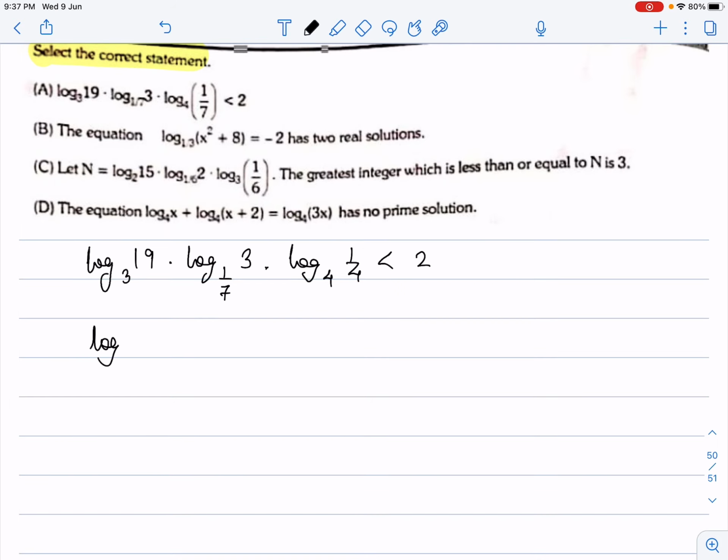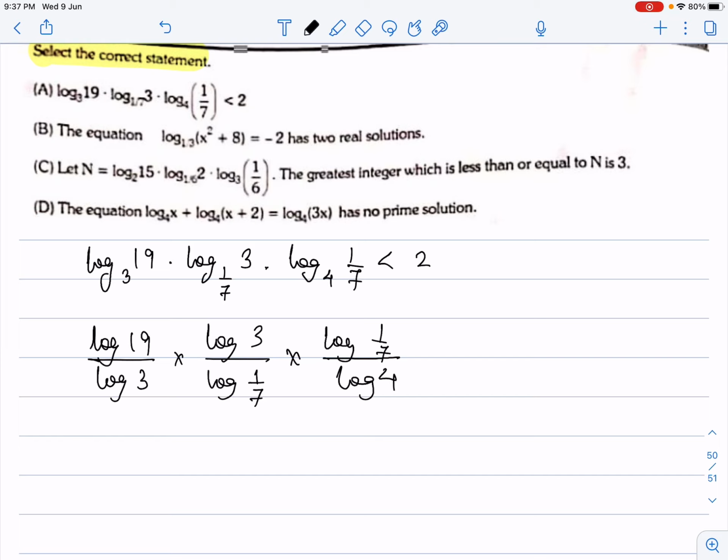I may write it like log 19 divided by log 3 multiplied by log 3 divided by log 1 by 7, whole multiplied by log 1 by 7 divided by log 4. Now let's see what all things are getting cancelled over here. Log 3 will be cancelling log 3, log 1 by 7 will be cancelling log 1 by 7. Now it is given to you as log 19 base 4.